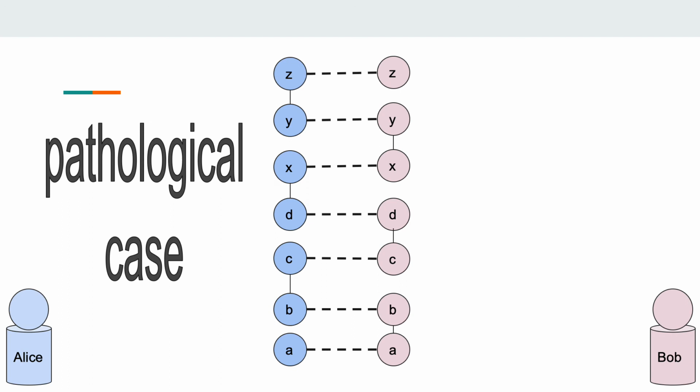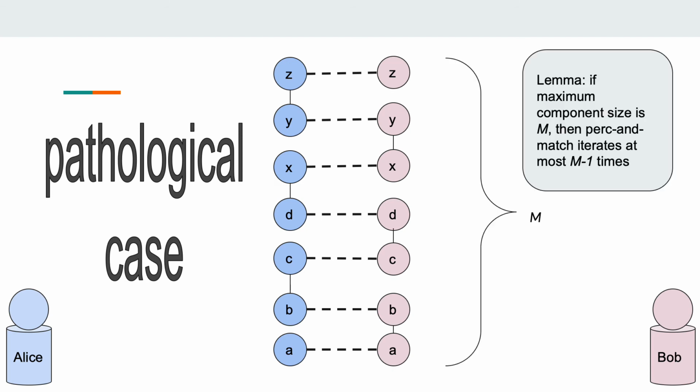We still have to answer the question of how many times one must iterate the percolate-and-match algorithm. The pathological case looks like this. Solid lines represent edges within each party's local view, and dotted lines again represent vertices that are in both parties' views. Neither Alice nor Bob has done a very good job of connecting the vertices in its local graph. We have a lemma that if the maximum size of a component is m, then percolate-and-match stabilizes in at most m-1 iterations. In the secure implementation of this algorithm, the two parties must somehow figure out an upper bound of m beforehand and provide it as input to the protocol. We consider this to be a reasonable assumption.